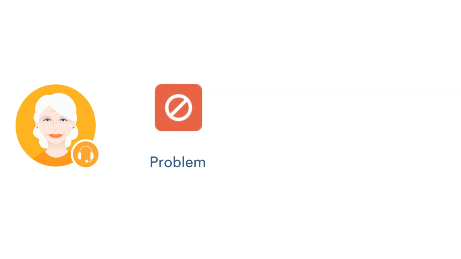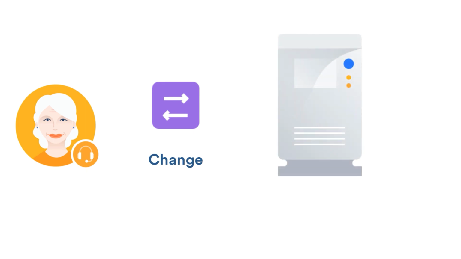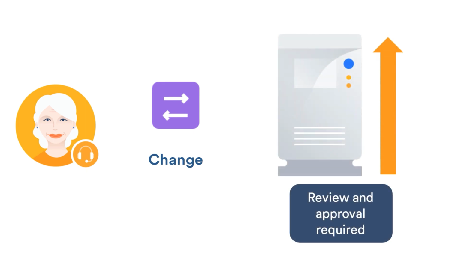A problem is open when something isn't working right, and it keeps recurring. For example, I'm currently investigating a problem where our purchasing system reports keep crashing. A change is a request to change one of our systems. For example, I just worked on a change request to upgrade our production web server. It had to be reviewed and approved before I made the change to reduce the risk of outages.